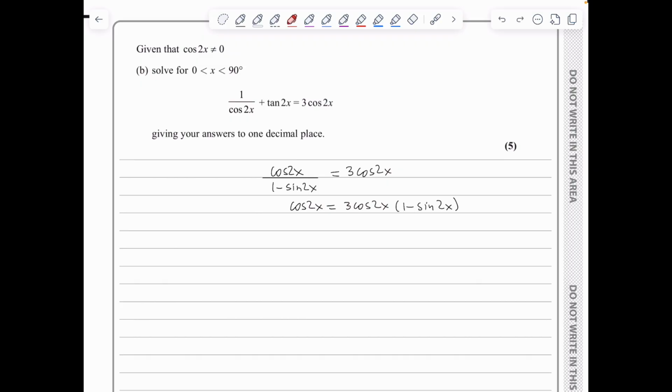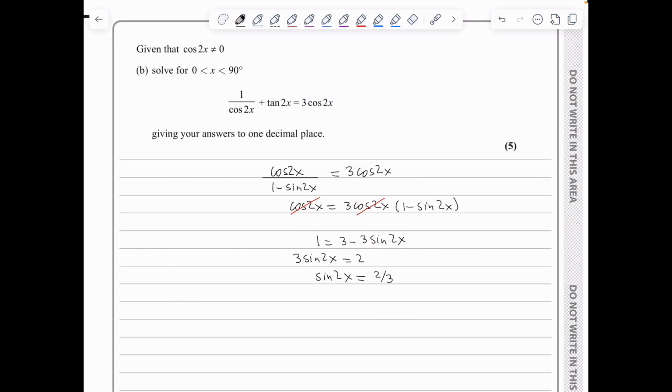I will proceed by cancelling out the cos 2x terms on either side of the equation, because we know that cos of 2x being 0 is not a solution, since we are told explicitly that cos of 2x is not equal to 0, and therefore this leads to 1 being equal to 3 minus 3 sine of 2x, leading to 3 sine 2x being equal to 2, and therefore sine of 2x is equal to 2 over 3.